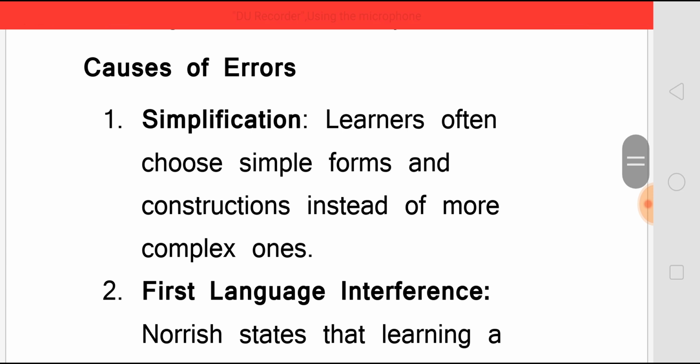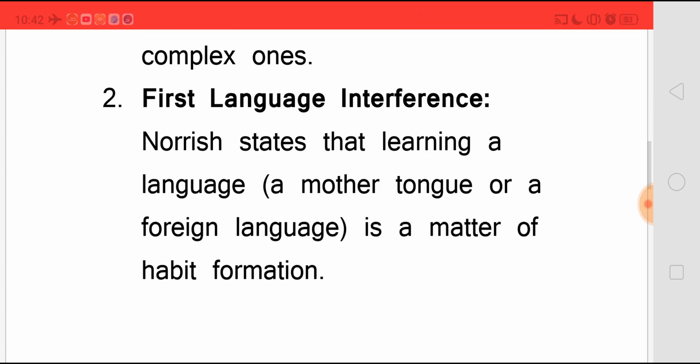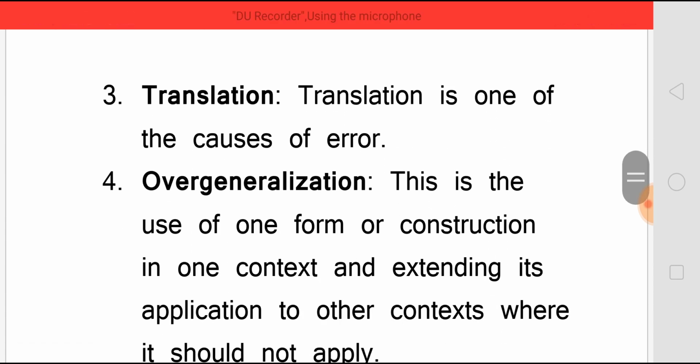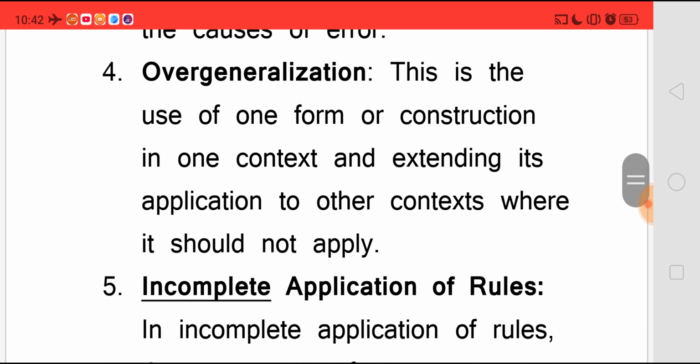And when we see the causes of errors, the first one is simplification. Learners often choose simple forms and constructions instead of more complex ones. And then comes first language interference. Norris states that learning a language, a mother tongue or a foreign language, is a matter of habit formation. Then we have translation. Translation is one of the causes of errors. And then we have generalization. This is the use of one form or construction of one context and extending its application to other contexts where it should not apply.